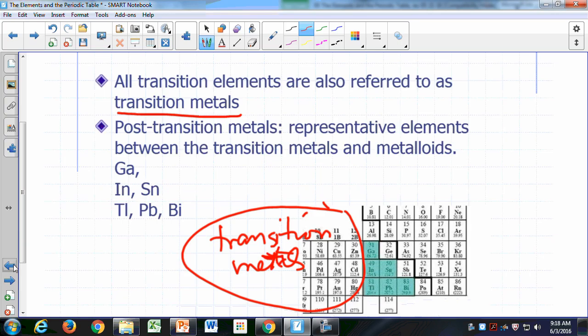Now, there are some metals that go past the transition elements. Just past the transition elements, you have gallium, indium, tin, thallium, lead, and bismuth. These 6 elements are referred to as the post-transition metals. They come right after the transition metals, but they're actually not transition metals. They are representative elements, main group elements. So between the transition metals and the metalloids, you will find your post-transition metals.